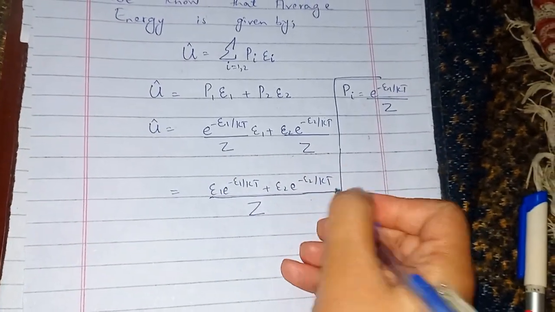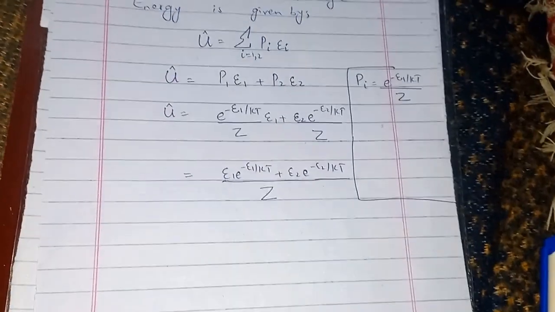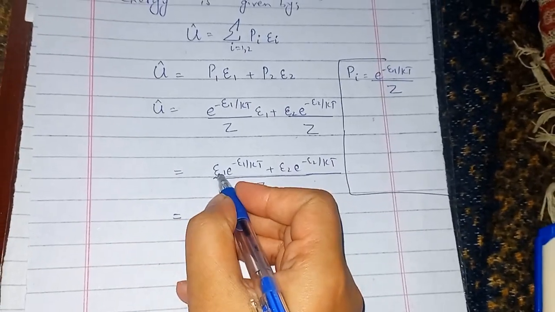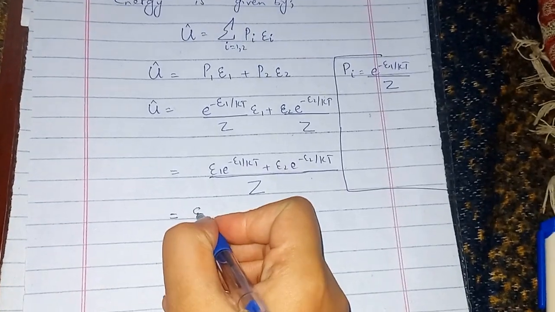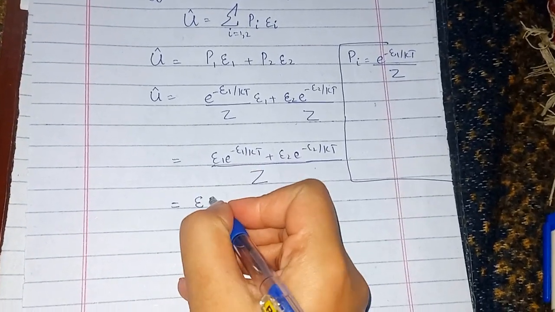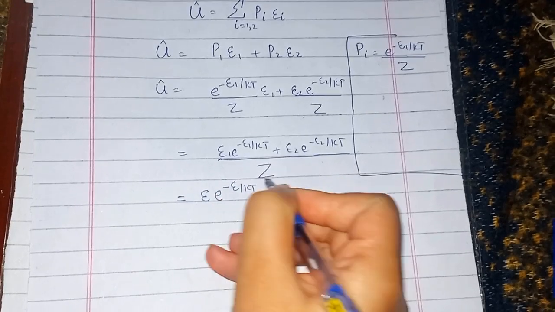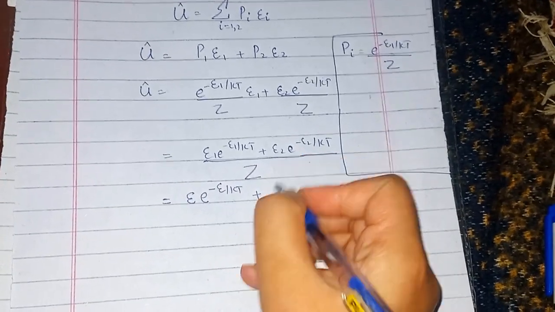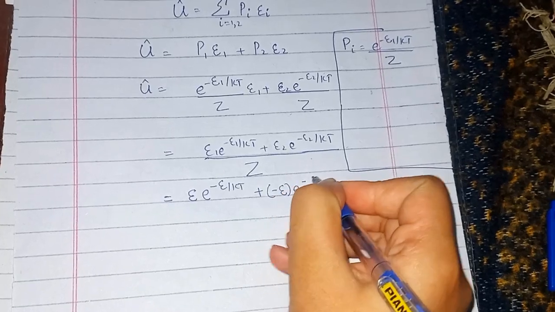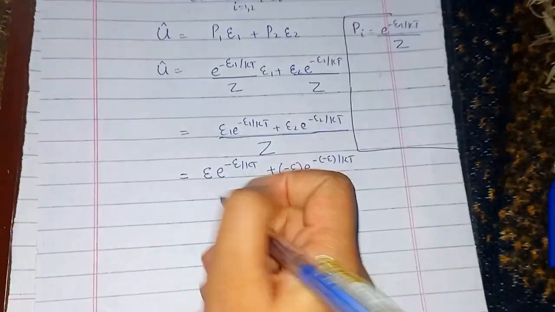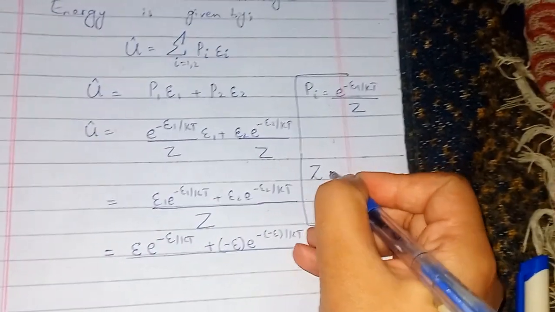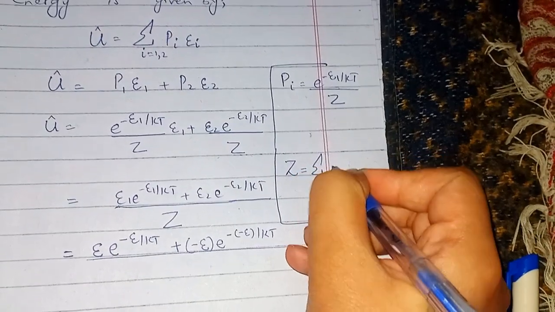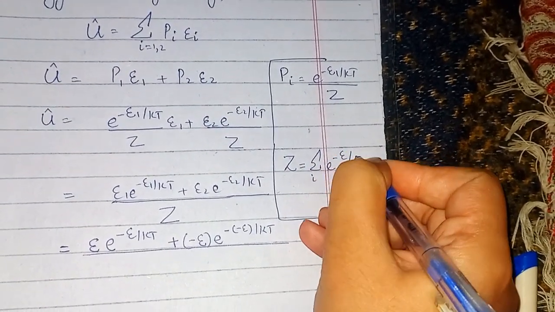This part of the problem is actually short and it won't be lengthy. Now we are going to put the values of E1 and E2 here, which we know are E and negative E respectively. So instead of E1 we write E e to the power minus E by kT, plus instead of E2 we write minus E e to the power minus into minus E by kT, divided by Z. Z is the partition function, and we know that the partition function is equal to the summation over all states of e to the power minus E_i by kT.